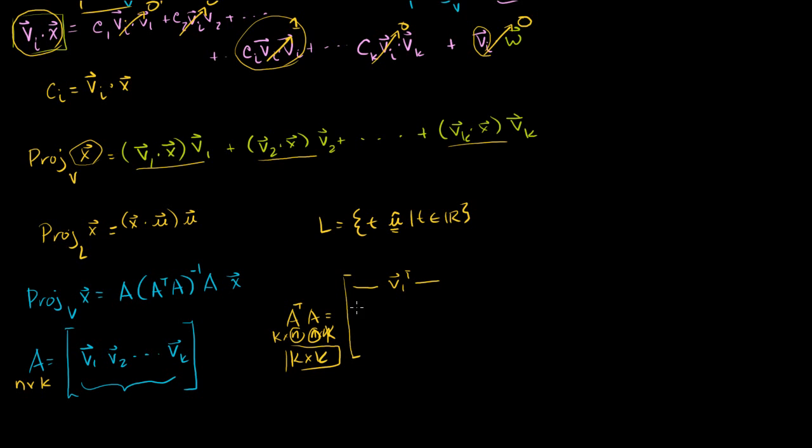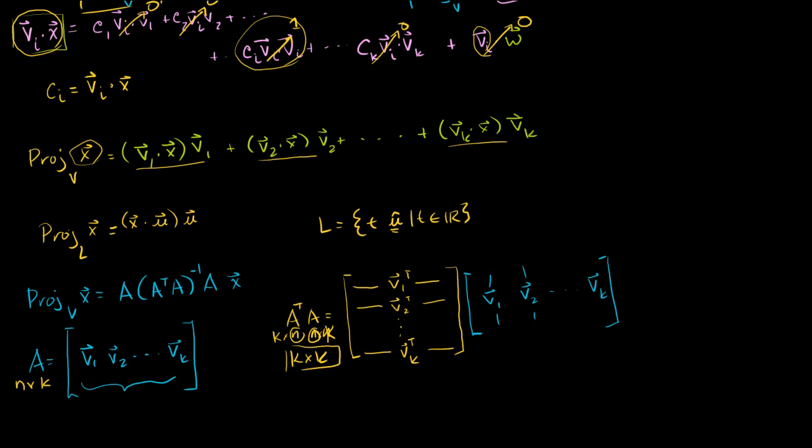v1 transpose. The second column here is going to be v2 transpose. And you're going to go all the way down. The kth column there is going to be vk transpose. Just like that. And then A is, of course, this thing right there. So A looks like this. You have v1, that. You have v2, like that. And then you keep going and you have vk, just like that.